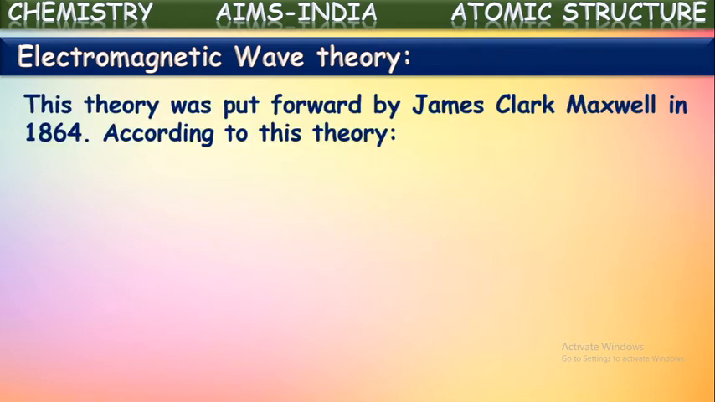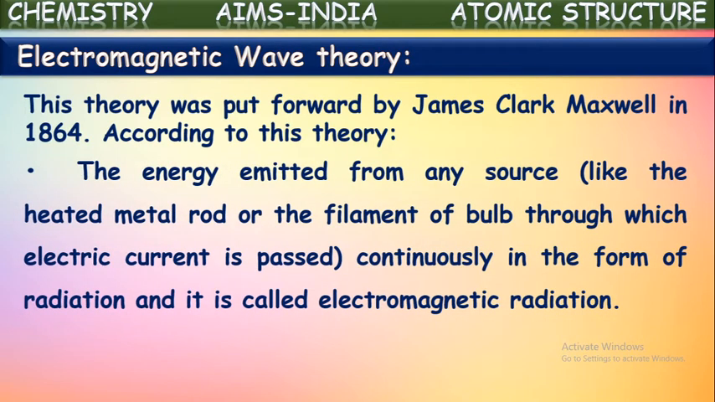This theory was put forward by James Clerk Maxwell in 1864. According to this theory, the energy emitted from any source, like a heated metal rod or the filament of a bulb through which electric current is passed, is continuously in the form of radiation, and it is called electromagnetic radiation. That means the energy emitted from a source is continuous in the form of radiation.